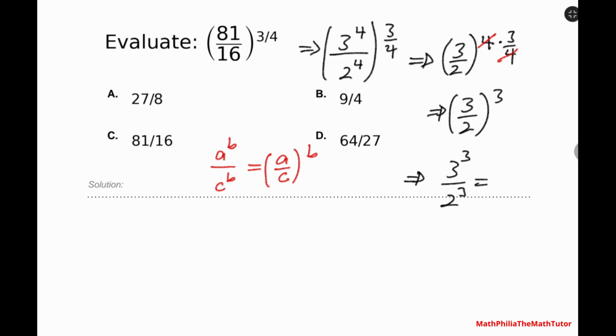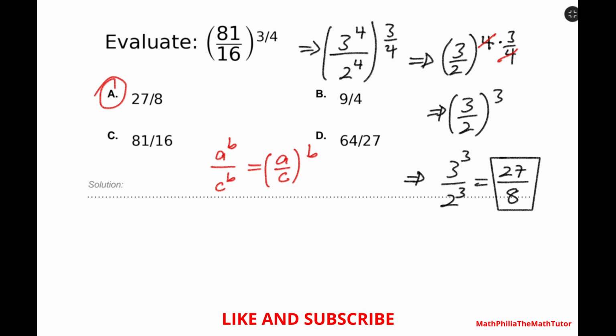Then for the sake of this question, we have to evaluate it. What is 3 raised to the power of 3? If you don't know, just punch it in the calculator. 3 times 3 times 3, that is 27. 3 raised to the power of 3 is 27, over 2 raised to the power of 3, that is 8. So therefore, this is just 27 over 8. That is option A. Again, if you want, you can just punch this in your calculator directly without doing any of these operations. Let's go ahead and continue.